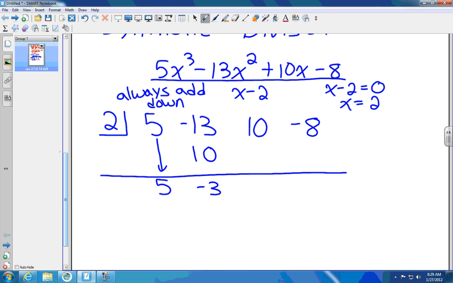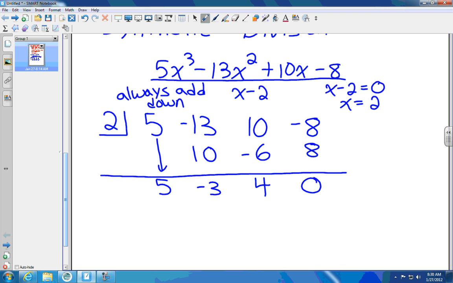So then you take that number times 2, and you would have negative 6, and then you would add down again, you get 4, and then you multiply it times the 2, you would get 8, and be left with 0.